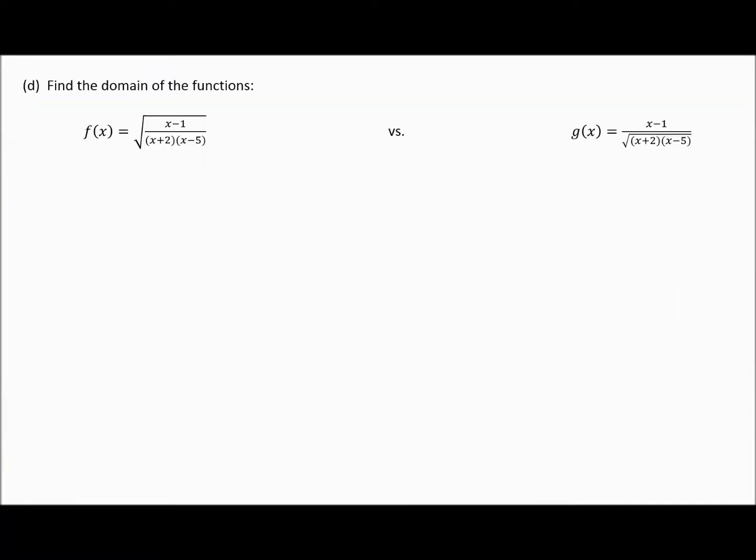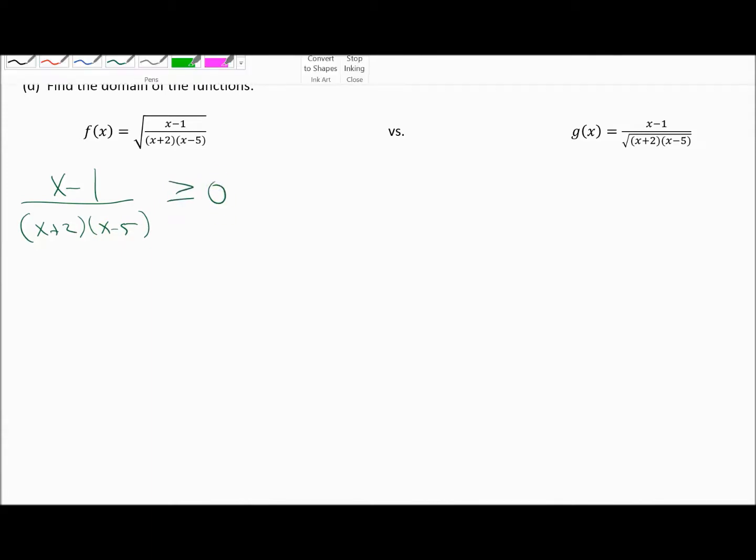All right, these are the last two problems that I want to do, and notice I have a versus in the middle. What I want to do is compare these two problems. If you look at the first one, the square root is over the entire expression. So what I set to greater than or equal to 0 is x minus 1 over x plus 2 times x minus 5. I set that whole expression to greater than or equal to 0.